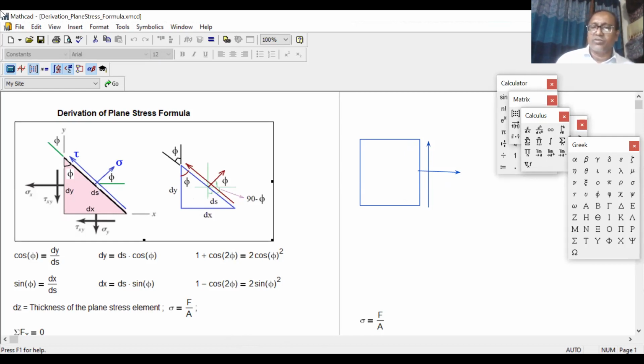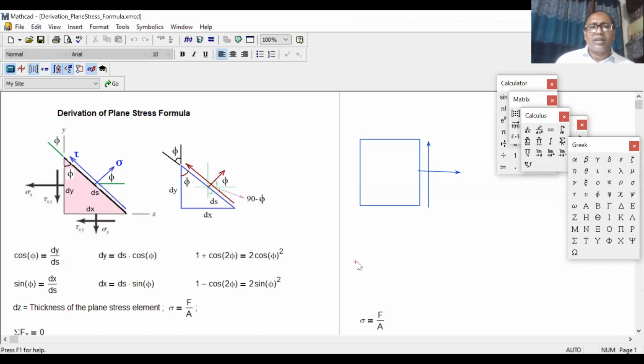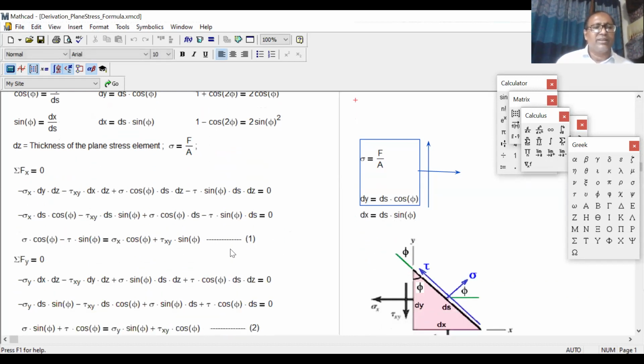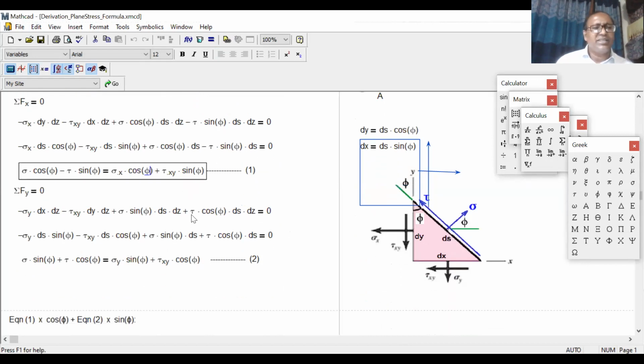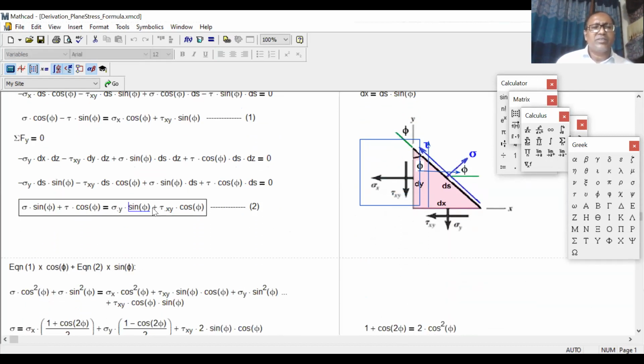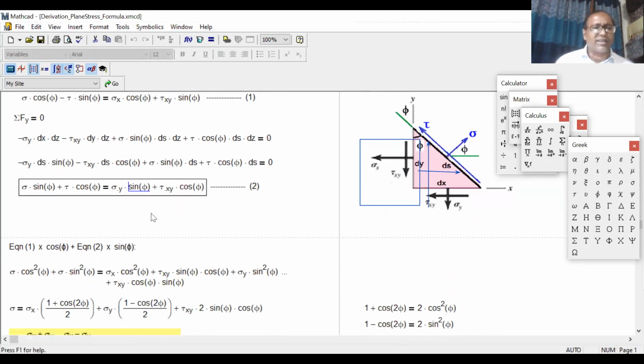We get two equations. Both equations have tau and sigma. Then we just solve the equations by multiplying by sine theta and cos theta. One time we take the summation, one time we subtract. Then we get the value of tau and sigma. Right. This one is our first equation, the summation of force along the x-axis. This one is our second equation, the summation of force along the y-axis.